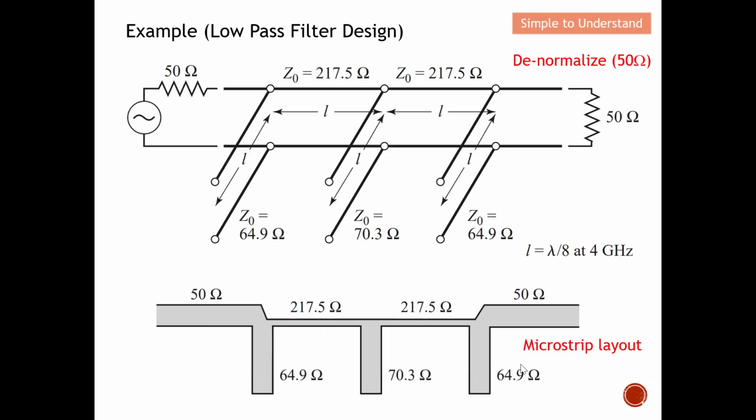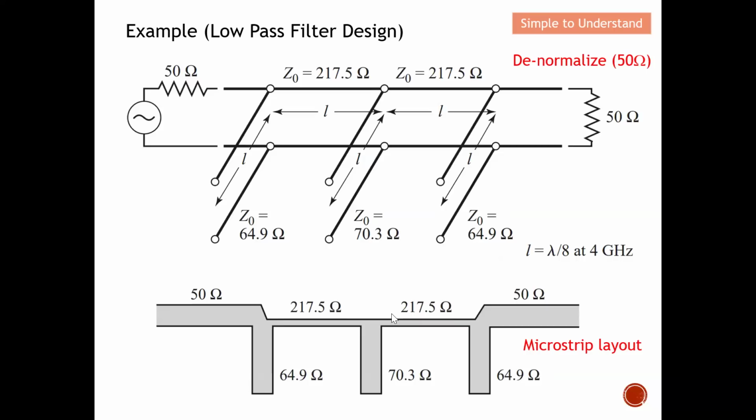So basically with this, you can see that I firstly start out with the lump element, then I convert into so-called series and shunt transmission lines. After that, I make use of the Kuroda identity to convert the series transmission line into shunt transmission line. And finally, I obtain the microstrip line layout as shown over here.